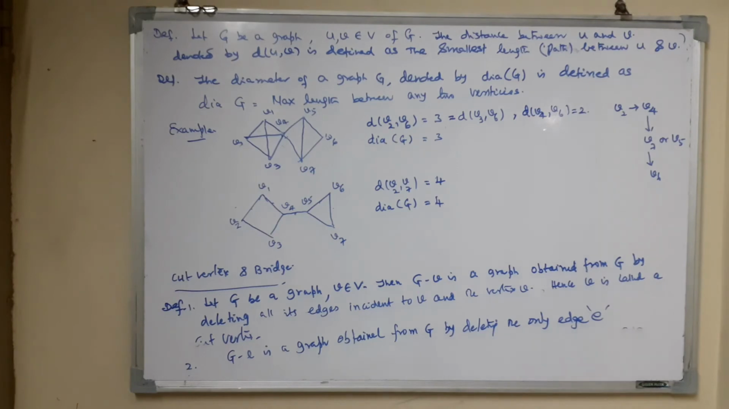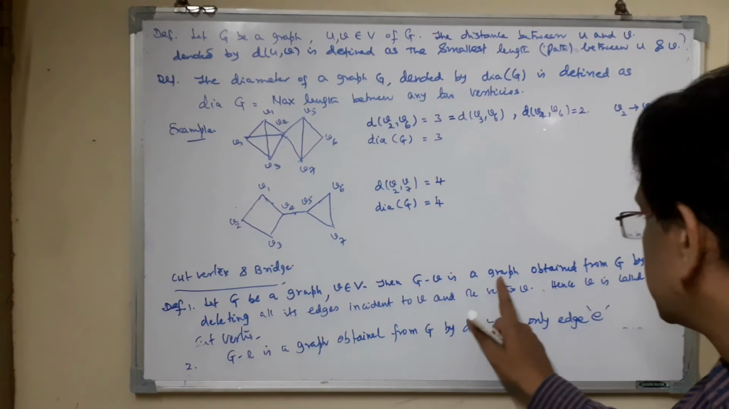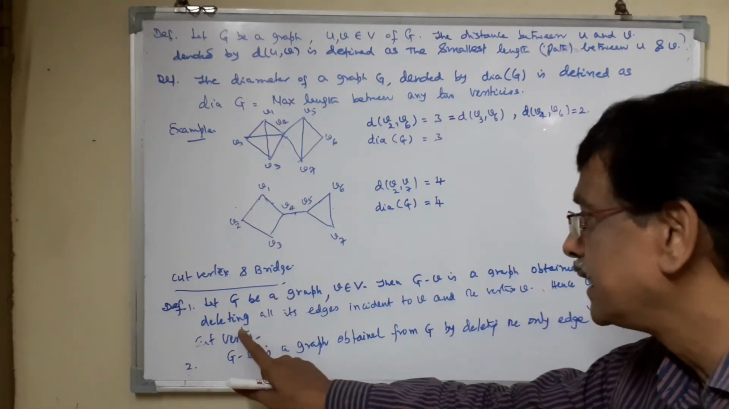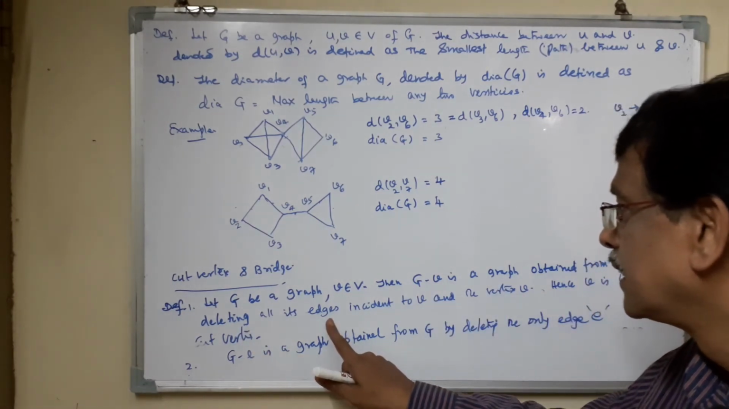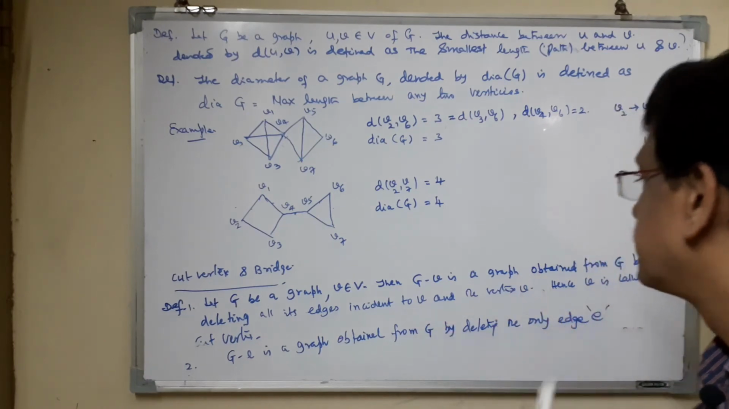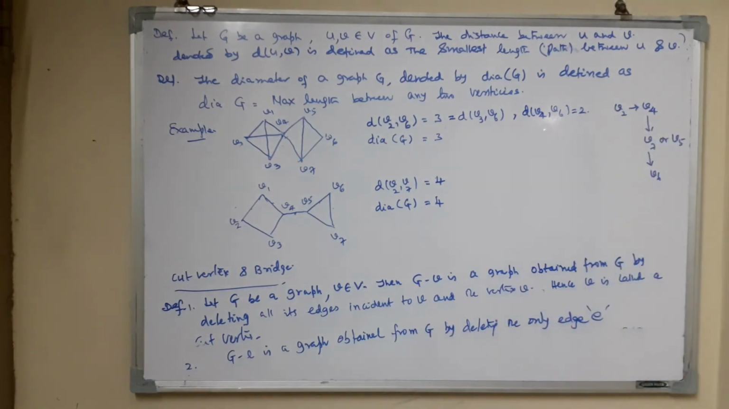See the difference between cut vertex and bridge. Actually, a bridge is nothing but a cut edge. Cut edge means you cut the edge, which is a bridge. Cut vertex means the vertex which has to be removed. G minus v is a graph obtained from G by deleting all its edges incident to v as well as the vertex. You have to remove the vertex and all edges incident to it.